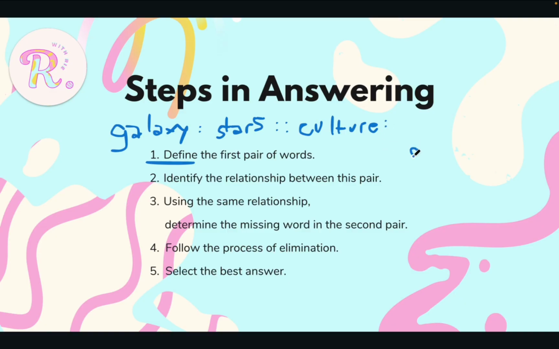So I was thinking, a galaxy is a collection of stars, right? Like it's a larger collection of stars. So culture, what is this a larger collection of? So I was thinking, culture is for the people, right? It is all the beliefs, the customs, and the institutions of the people. So what is for the people in the choices? That's going to be most likely my answer.